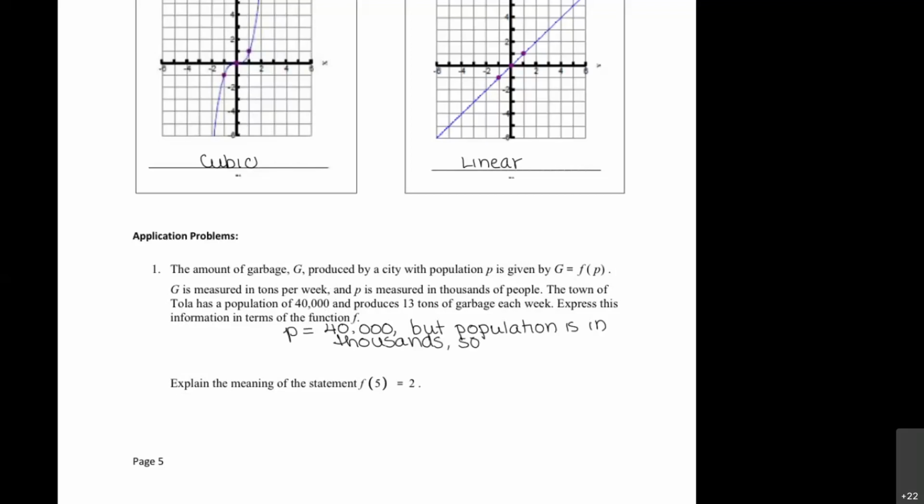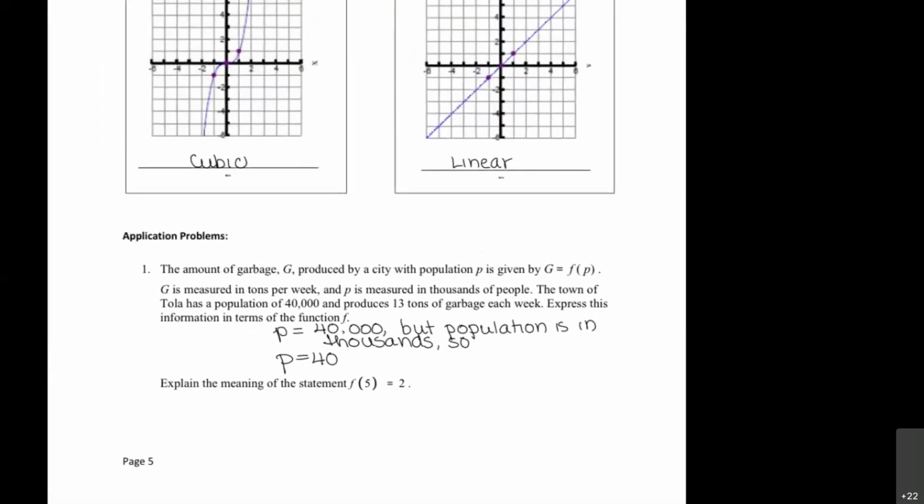So we would say P equals 40, because again, we're measuring in thousands. F of P, the amount of garbage, which is G, G equals F of P, is 13 tons, because again, G is measured in tons per week. So if you wanted to write this as a function notation statement, you'd say F of 40 equals 13.